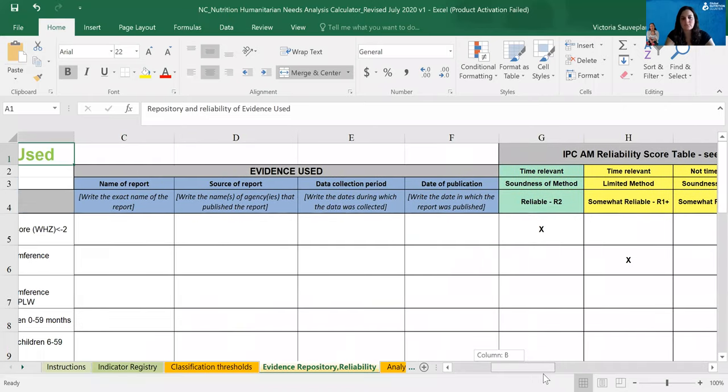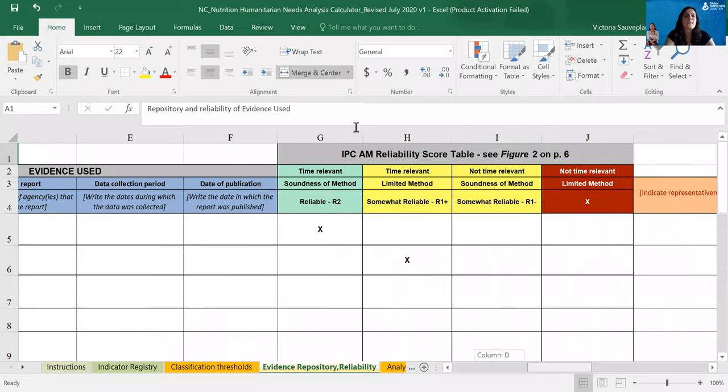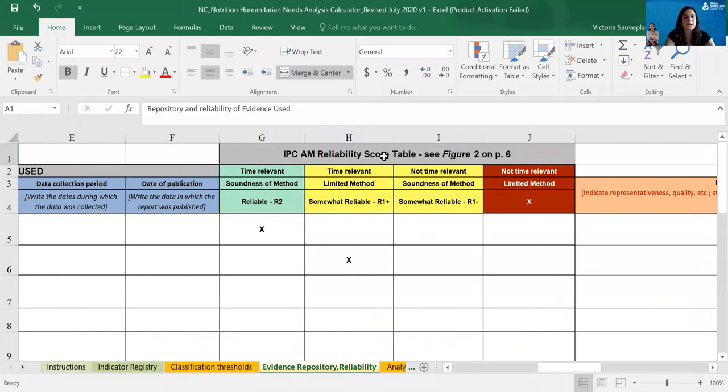So name of report, source of report, data collection period, data publication, but also based on the IPC acute malnutrition reliability score. So in the guidance, it provides a breakdown of what would be the most reliable. Generally looking at cluster representative population-based surveys, so SMART, MIX, DHS, and so forth, where less reliable would be maybe the methodology would be a screening. So screening would be considered a limited methodology, but it could be time relevant or not time relevant, so very outdated, but the methodology is a representative population-based survey. Anyway, I won't get into more details here. You can see the figure in the guidance on what each of these refer to.